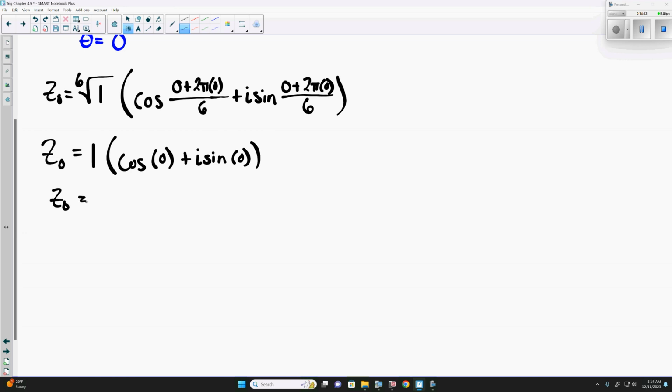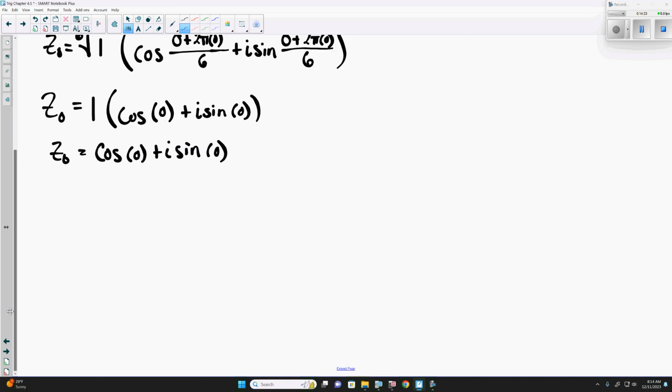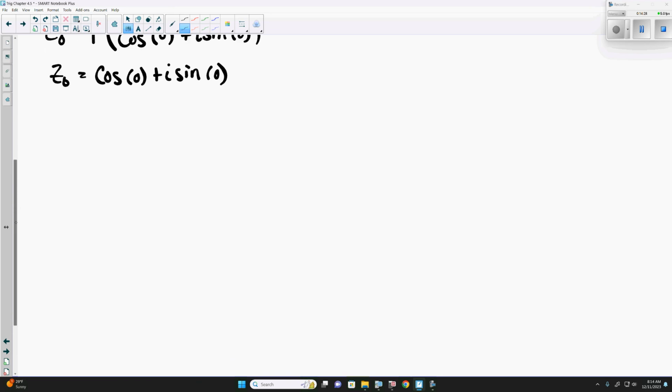Or really, we can just say z sub 0 is cosine of 0 plus I sine of 0. Okay. And we'll come back to their values in a minute.